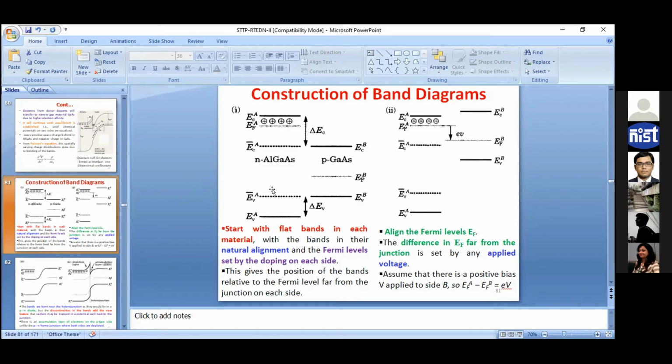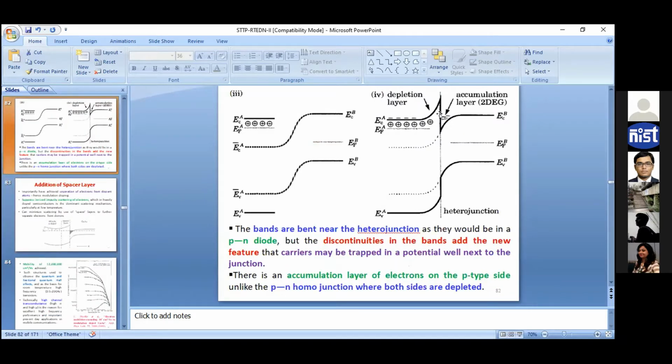AlGaAs means a high band gap material doped with n-type carriers, and this B is the material gallium arsenide. This band diagram just shows the difference between a homojunction and a heterojunction. In a homo PN junction, we get depletion of charge carriers on both sides. But when you take a heterojunction like AlGaAs and GaAs, there is a depletion layer in the AlGaAs layer, whereas the charge is accumulated in the GaAs. That is the main motto to show here.